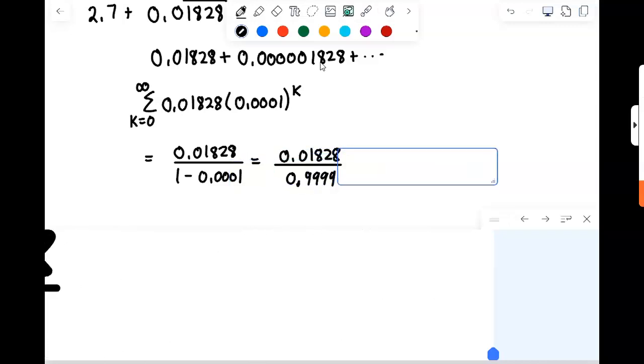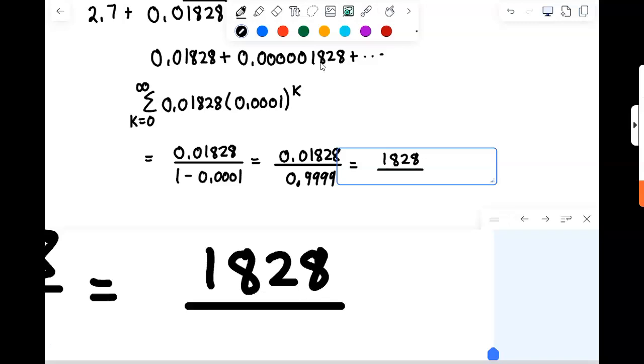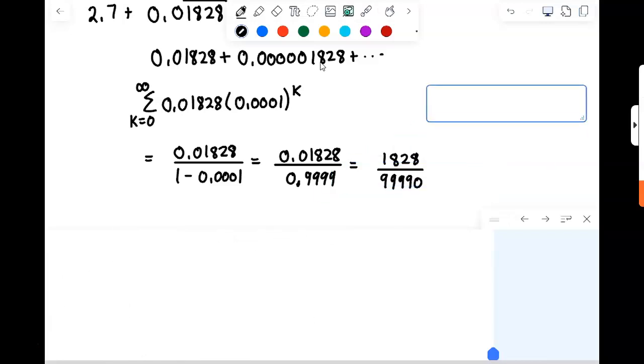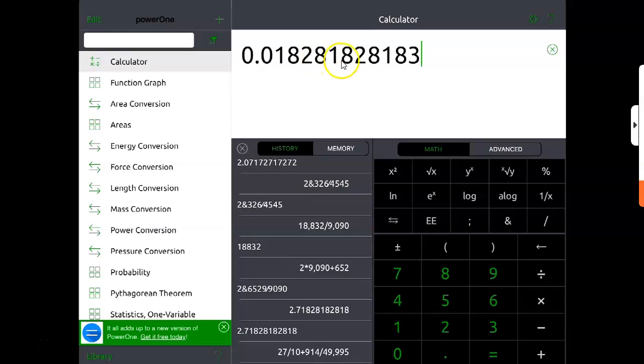Okay. So to simplify this, we would move the decimal place over. For 1828, we'd move it 5 places on the top, so we would also move it 5 places on the bottom. That would make that 99990. And then I'd want to reduce that as much as I can. So I'm just going to jump onto a calculator here and do that. 1828 divided by 99990. There's my decimal. You can see it's 1828, 1828, 18, and then it's rounding off in the display.